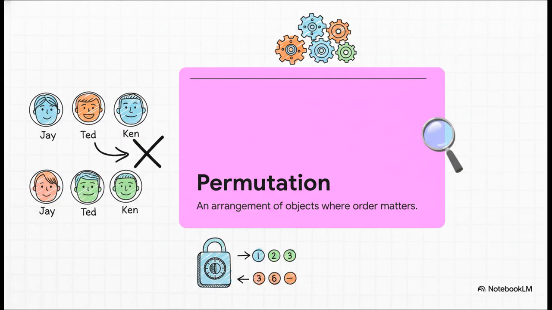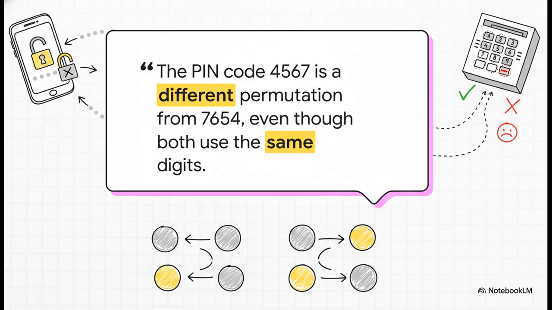A permutation is just a fancy name for any arrangement where the order is super important. In our photo puzzle, Jay, Ted, Ken is a completely different picture from Ken, Ted, Jay, right? The order created a unique result, and that's what makes it a permutation. I mean, think about a PIN code. The digits 4, 5, 6, and 7 are the same, but the order you punch them in makes all the difference. One order gets you into your account, the other gets you locked out. In a situation like that, order is absolutely everything.